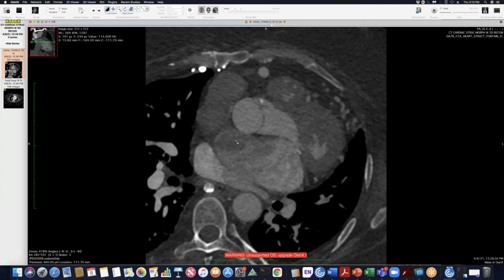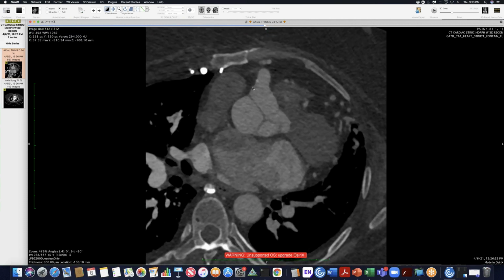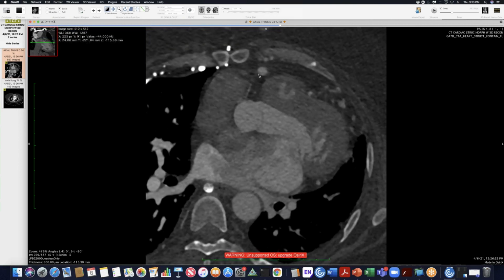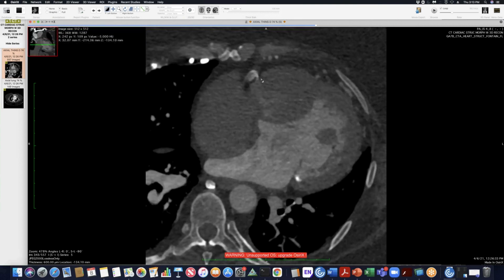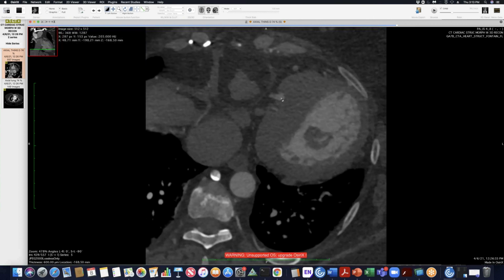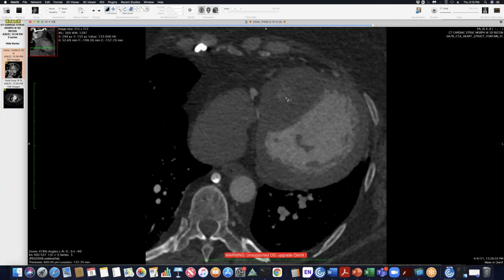And then the last interesting finding is this very large RCA. If you follow the RCA, this meets criteria for aneurysm. If you follow it down, you can see a fistula here with the RV.